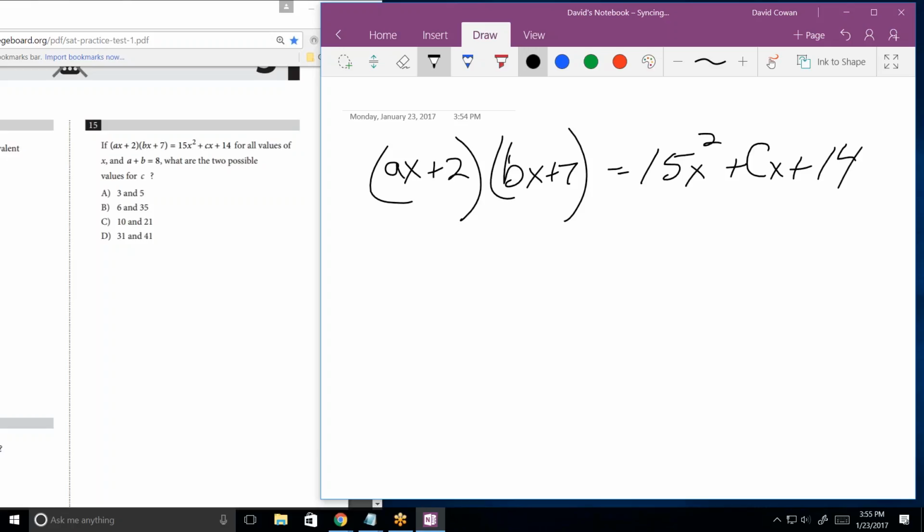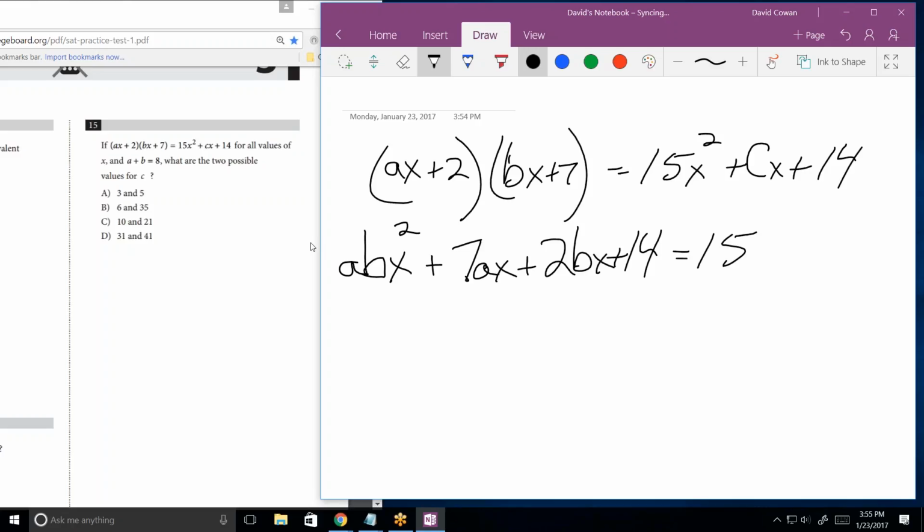Foil it out. Yes, do it. So it'd be ax times bx, AB x squared. Okay, keep going. Plus 7ax, plus 2bx, plus 14. Okay, that's the left side.